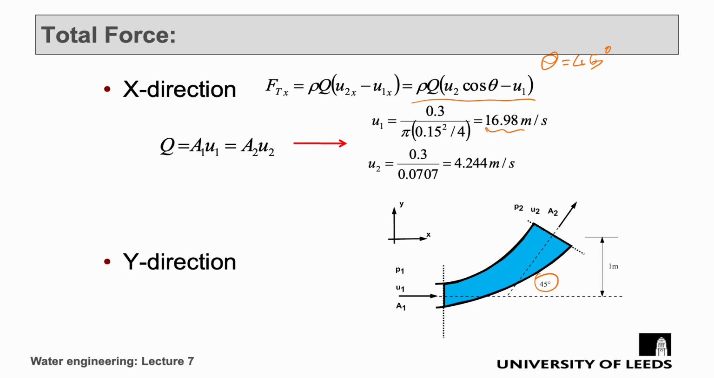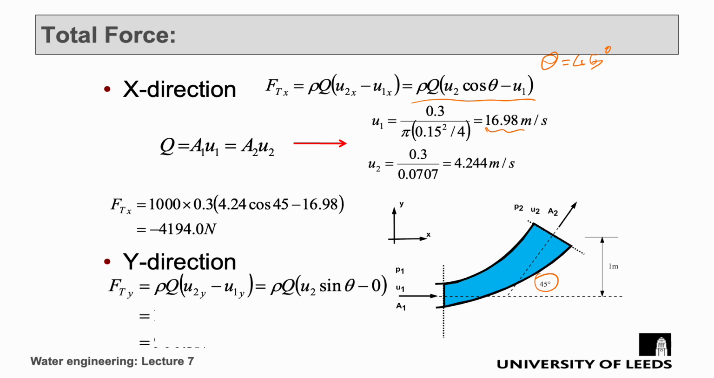Anyway, let's use these. We work out the total force in the x direction. It comes out to be minus 4194, so it's acting to the left on the fluid. In the y direction, it's U2 sine theta minus 0, because sine of 0 is 0. And this comes out to be 900, acting vertically upwards. So that makes sense. It's pushing the fluid up and to the left.